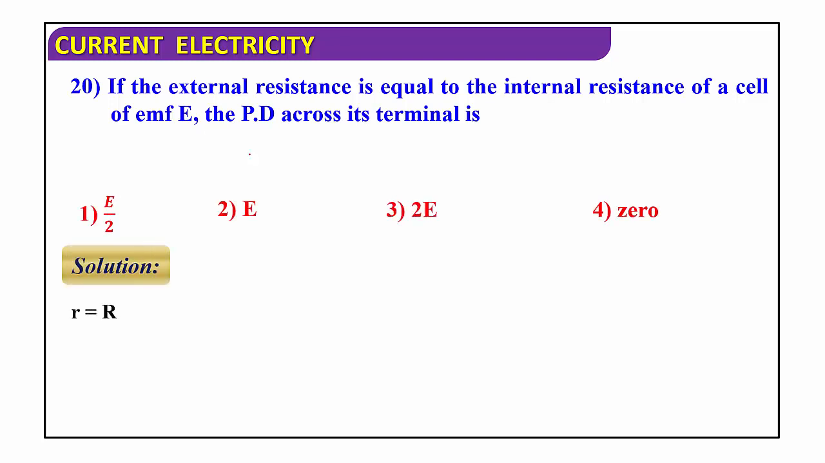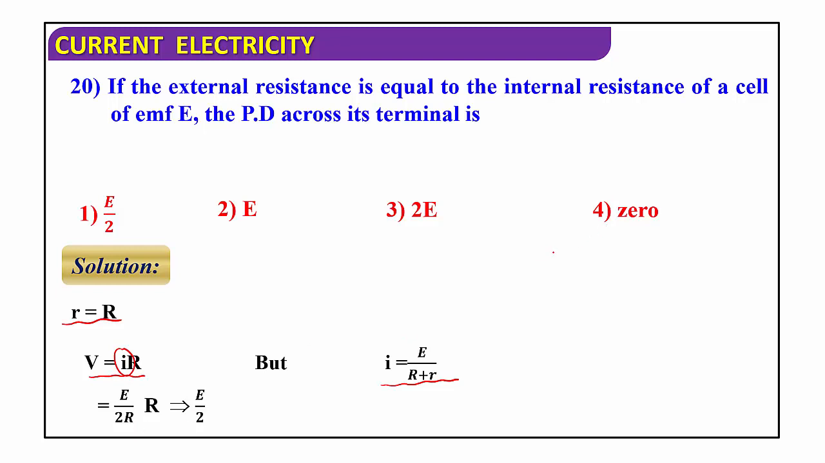Come to the solution. This is already given in the problem. Internal resistance and external resistance both are equal. Then we have to find a potential difference, right? So we can use this equation V equal to IR according to Ohm's law. And also we know this equation I equal to E divided by R plus r. So substitute their value. In place of I, we can write E divided by R plus r here. So we got the final answer as E by 2.